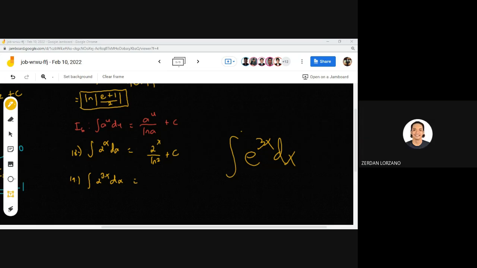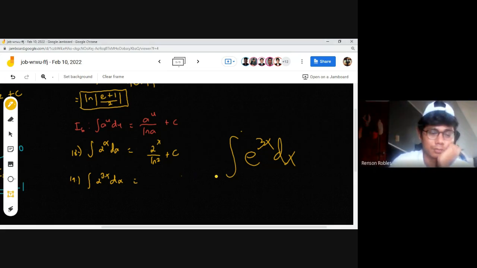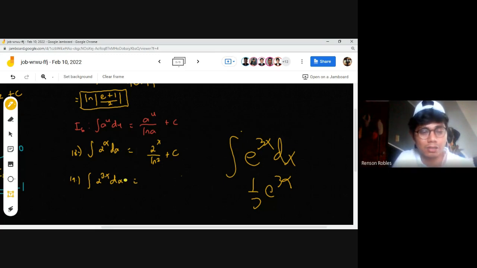Magiging denominator po yung constant. Okay. So you'll have 1/3 e to the 3x. So you can also apply it here. You get the derivative of 3x, and that would be 3, but there's only dx here. So you have 1/3 in front.